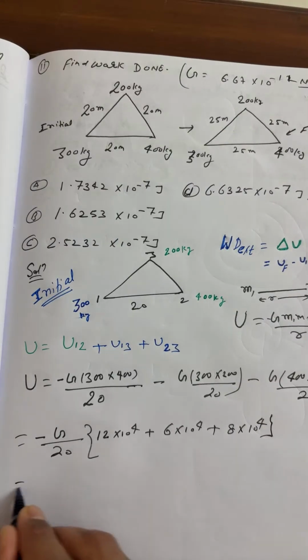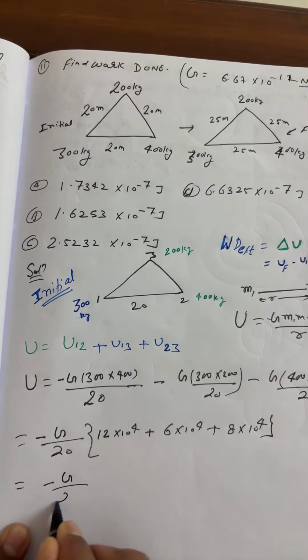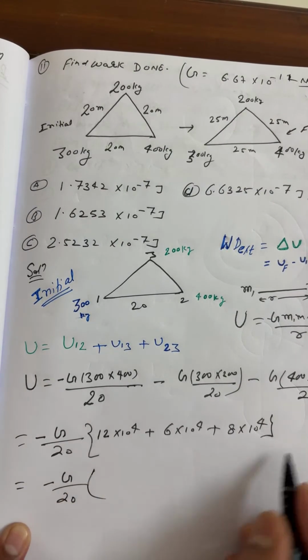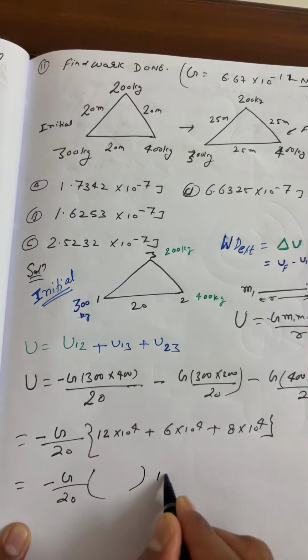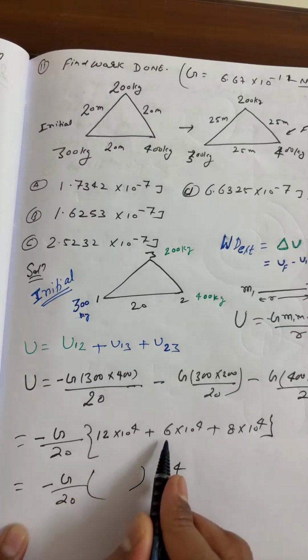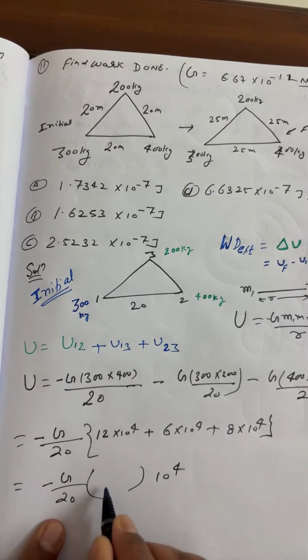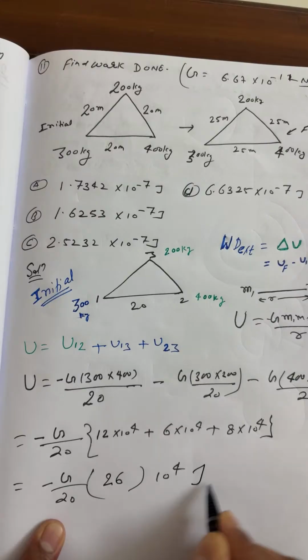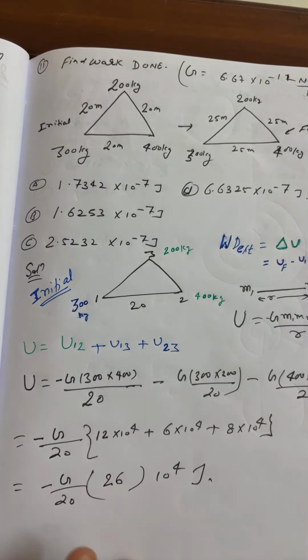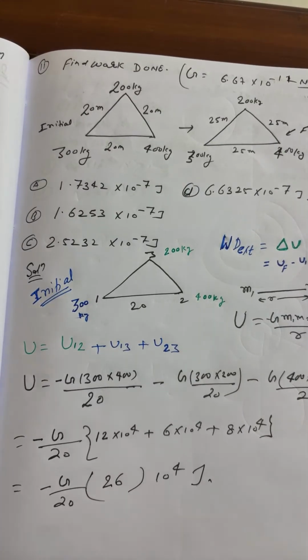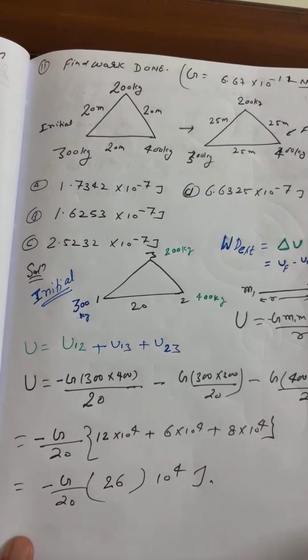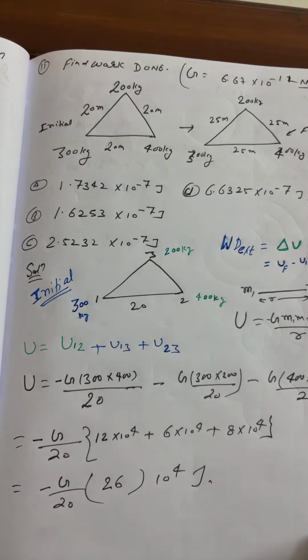Now, beta, just do further. Beta, minus G by 20, 10 to the power 4 beta you can take common. Student, 12 plus 6 is 18, 18 plus 8 is 26, so 26 beta. This is the initial potential energy. Now students, I'll find... Yes, very good, beta, very good my dear.